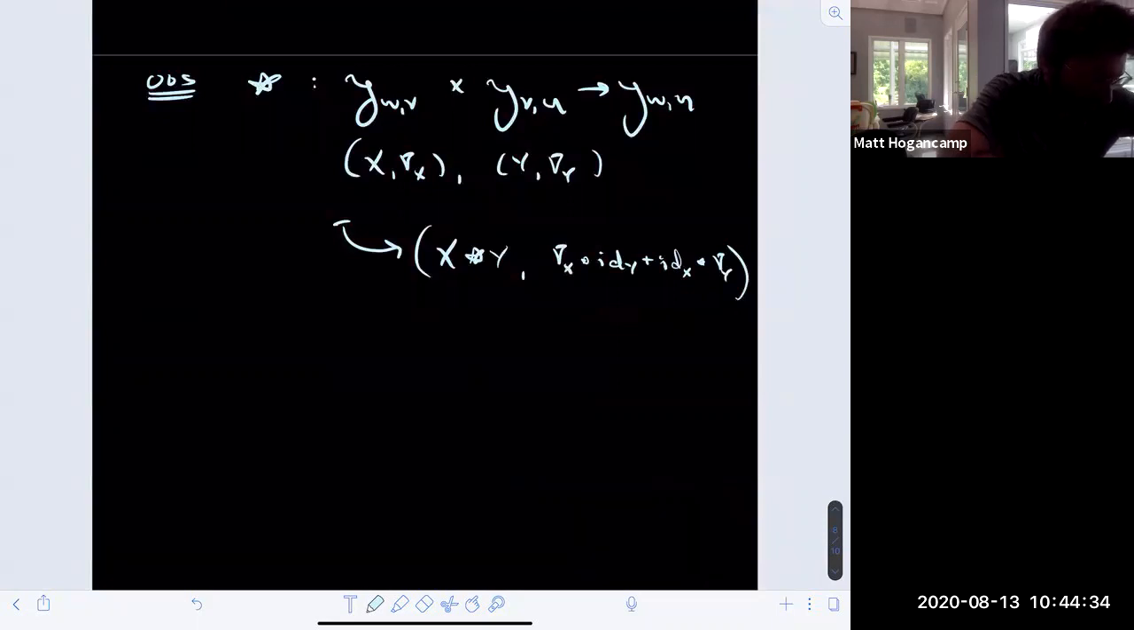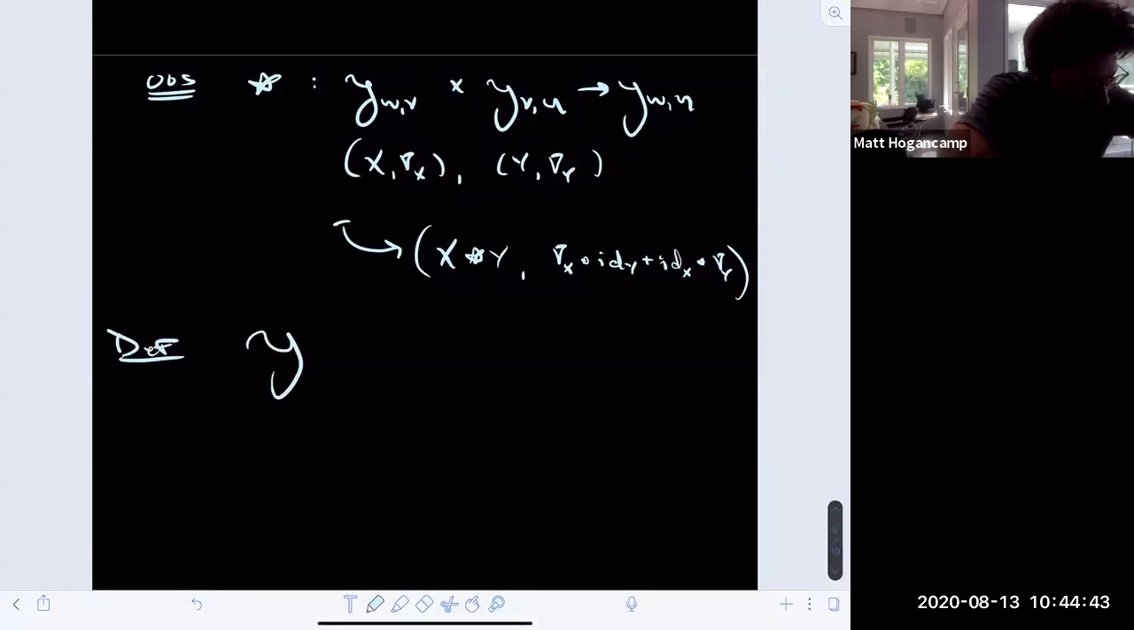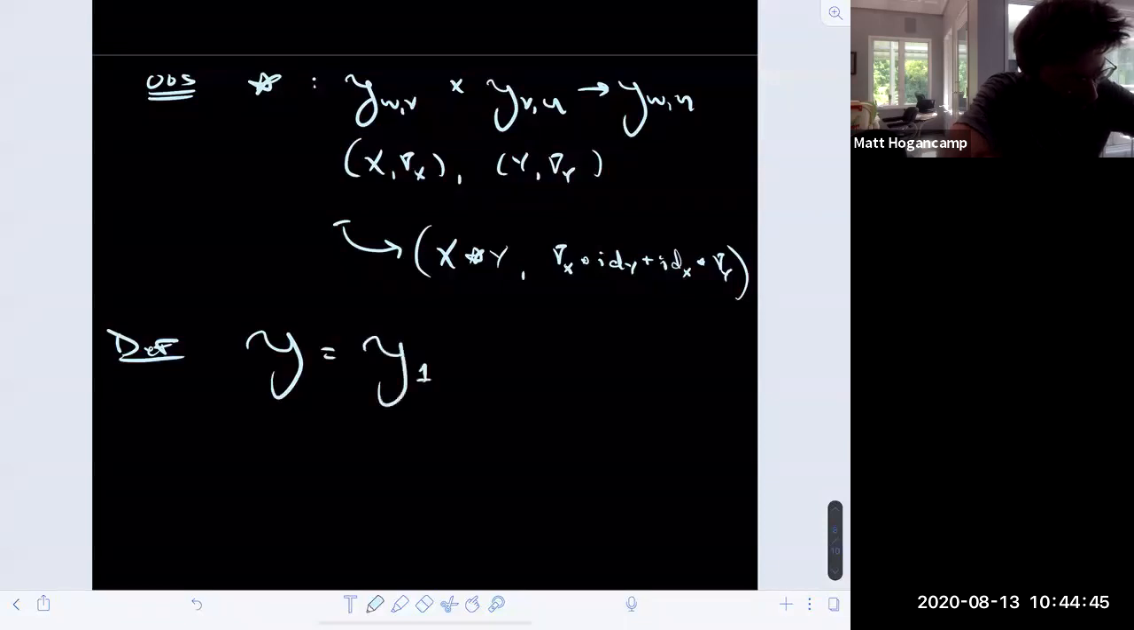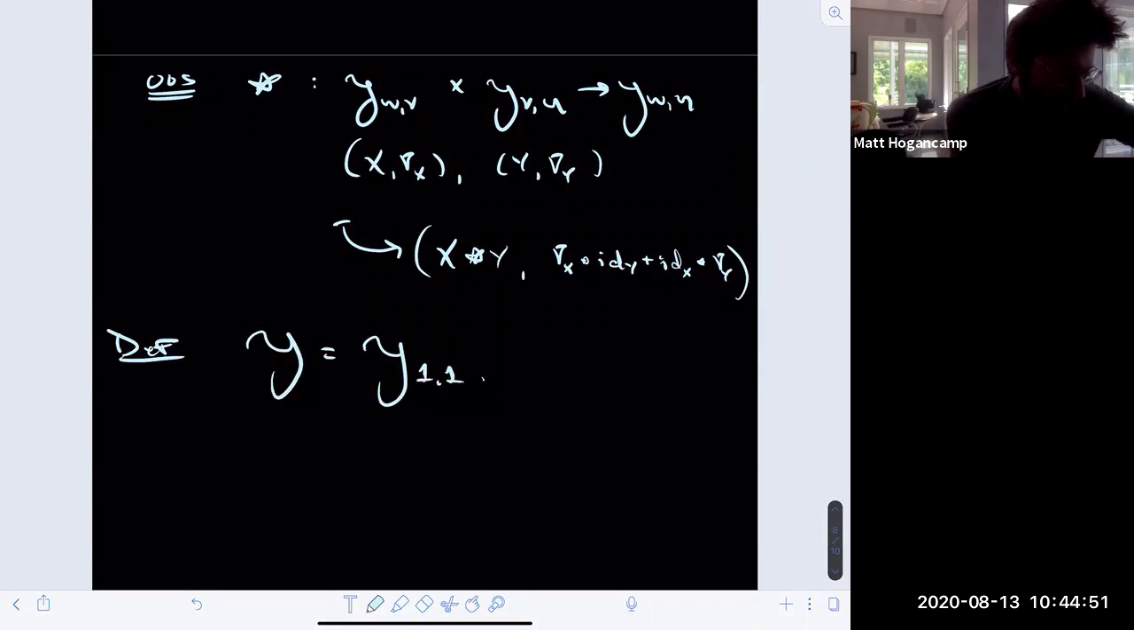So there's a special one of these that we prefer, which is the case where both V and W are 1. So whenever I write Y without decorations, I'll always just mean the category where both permutations are 1. So this is actually a monoidal category. So it's monoidal.